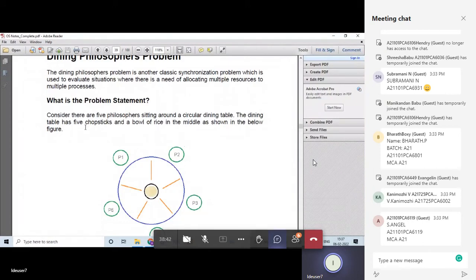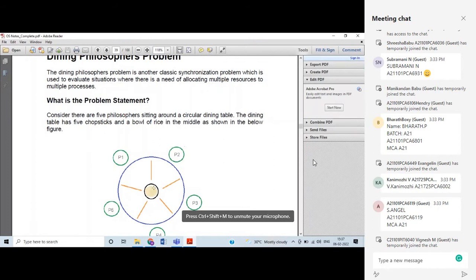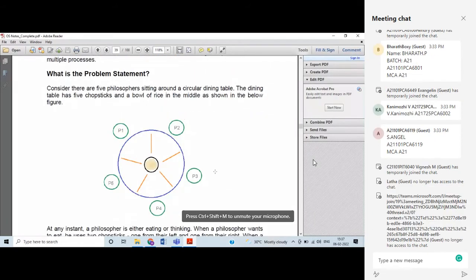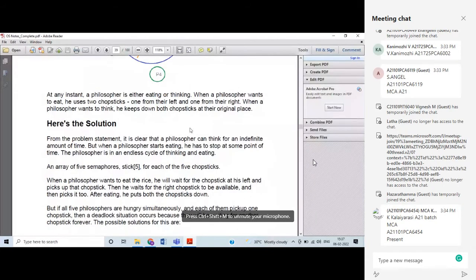The dining table has a total of 5 chopsticks. These are the chopsticks. And there is a bowl of rice in the middle, as shown in the figure. So in the dining philosophers problem, there are 5 philosophers, 5 chopsticks and only one bowl of rice. At any instant, a philosopher is either eating or thinking. Only 2 actions are allowed for a philosopher: first thinking, and the next activity is eating.